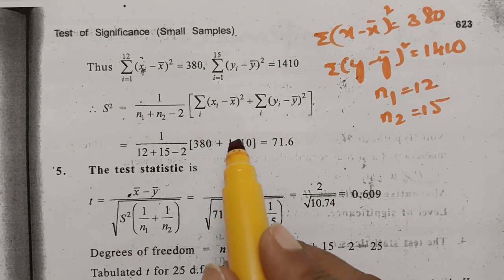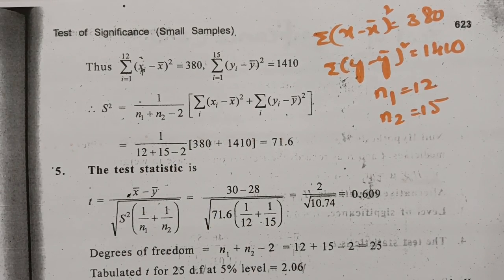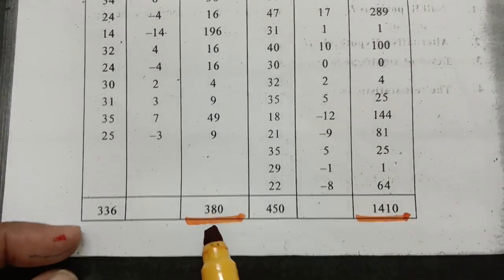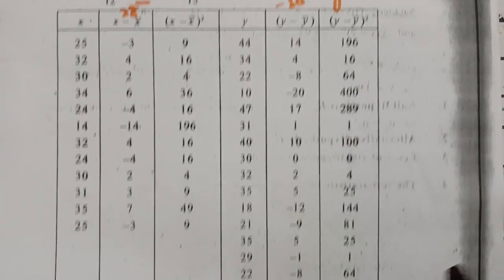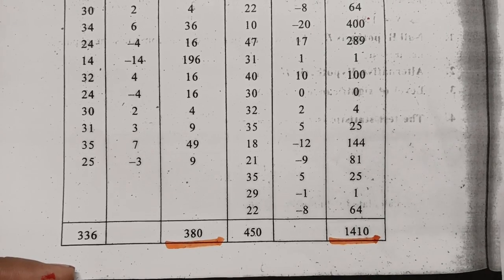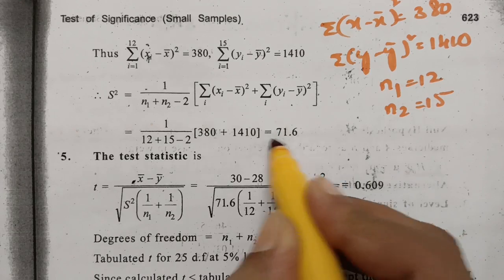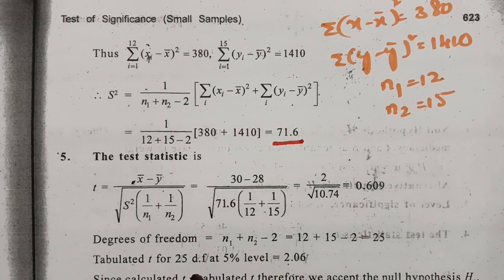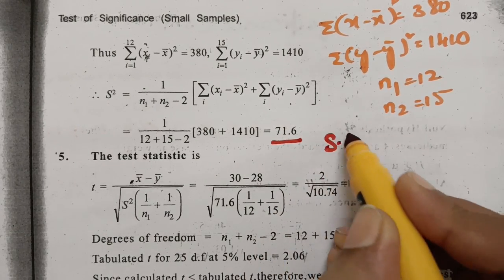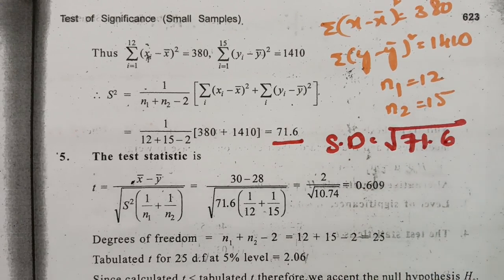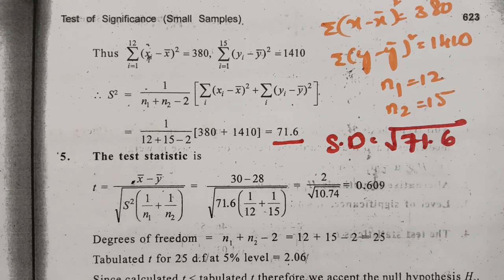If you put in the formula here, let me show you: sigma (x minus x bar) whole square is 380, and sigma (y minus y bar) whole square is 1410. If you substitute here, the variance value is 71.6, and therefore the standard deviation SD is equal to root over 71.6. And now we have to go with the 5 steps.